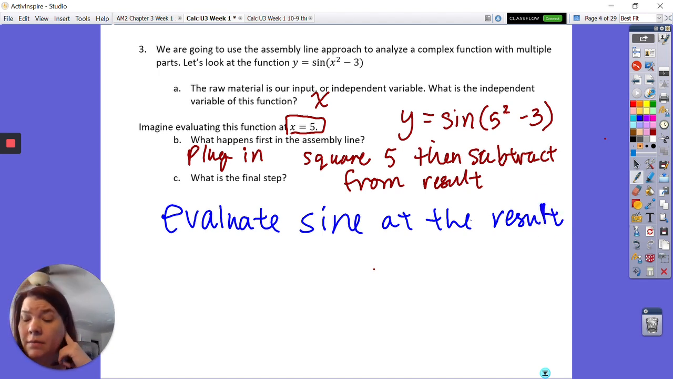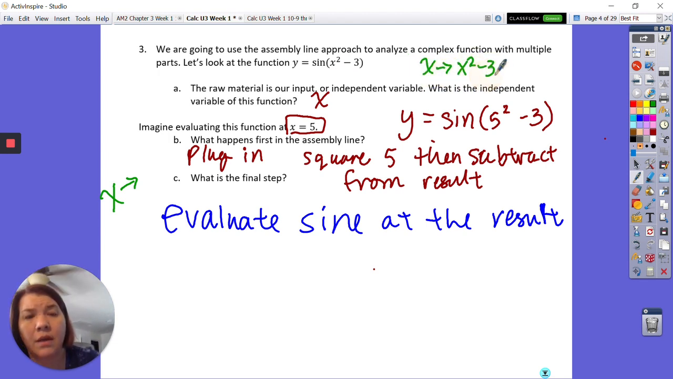Which in this case is 22. Okay, but what did we really do? One thing we can look at is we have x, which went into our inside function. X is the independent variable, or the raw material, right? And so x goes into a function. So x went into x squared minus 3, and whatever came out of that went into sine of q, for example. So this is q.